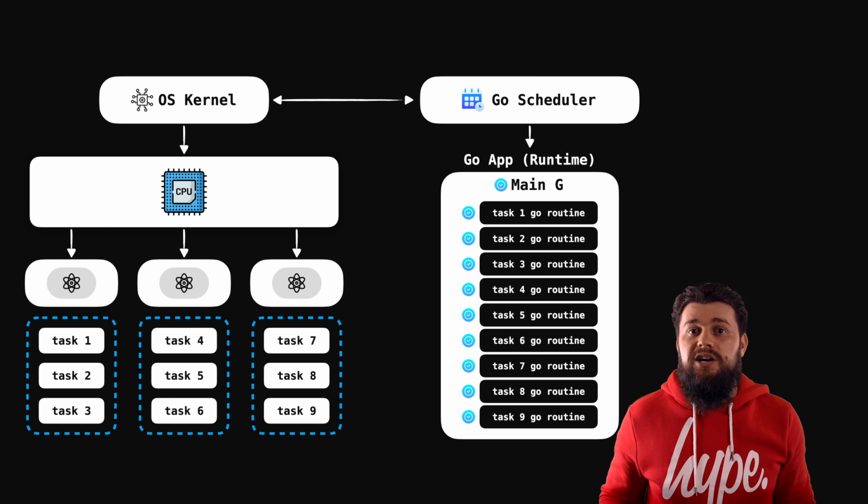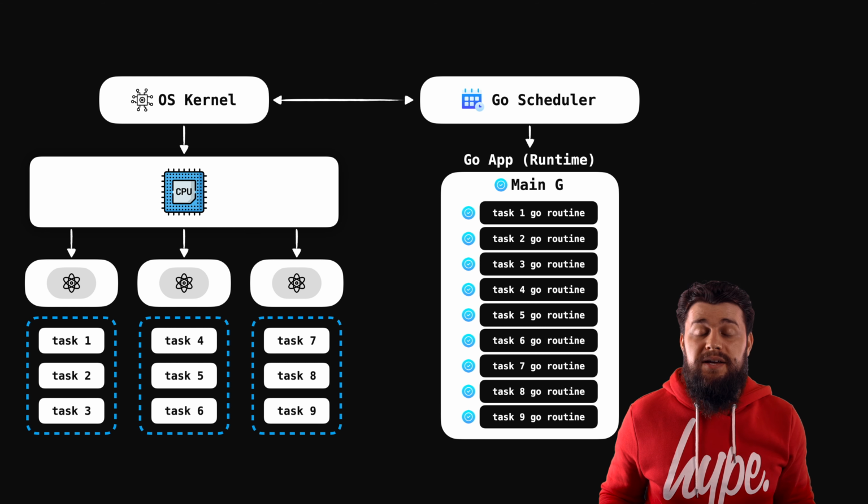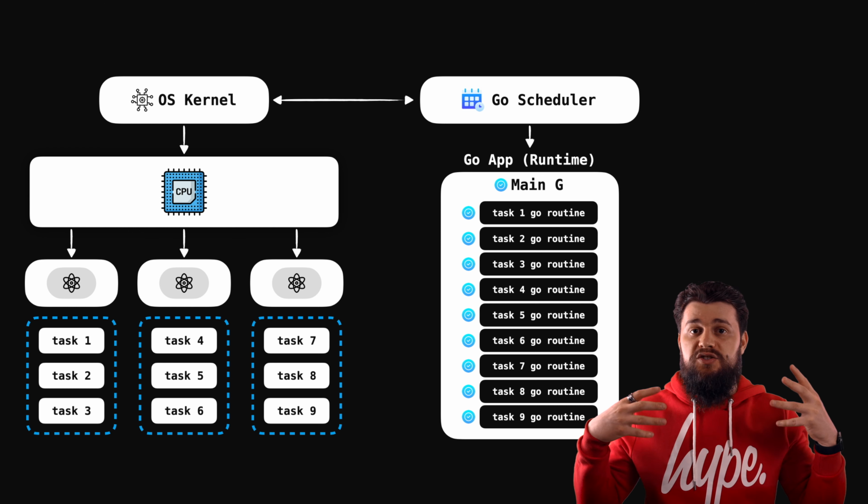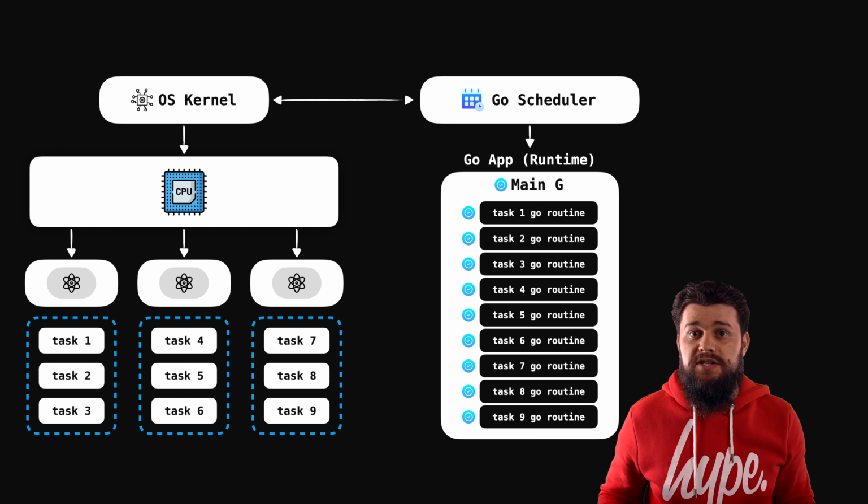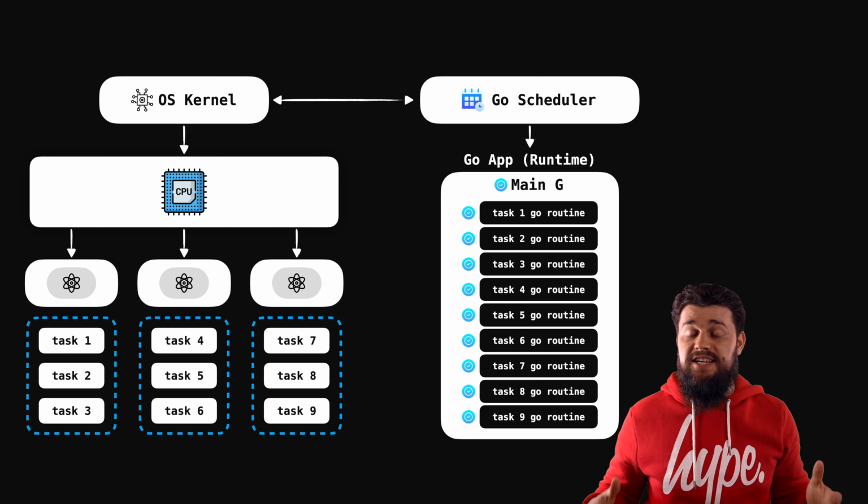And the Go scheduler, of course, interacts with the OS kernel, because everything that has to do with your machine resources, things like CPU, storage, RAM, and all that stuff, has to go through the OS kernel. All right, so now that we had a look at how Go routines get scheduled by the Go scheduler, let's have a look at a couple of Go examples.